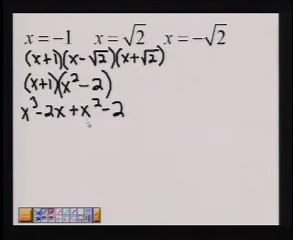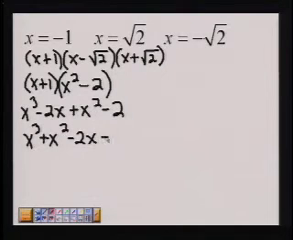And that's fine, but usually mathematicians tend to write polynomials in decreasing order of exponents. So I just like to rewrite things. Put my third power term first, my second power term next, so my x squared, then my x term, and then my minus 2. So x cubed plus x squared minus 2x minus 2 is the polynomial that has roots at negative 1, radical 2, and negative radical 2. And again, you can use your calculator to verify that.